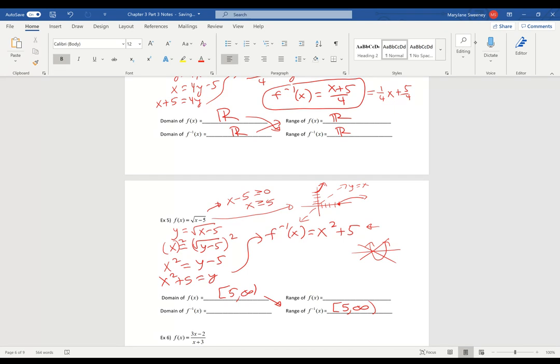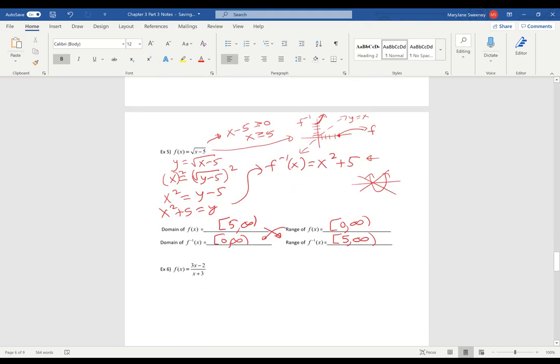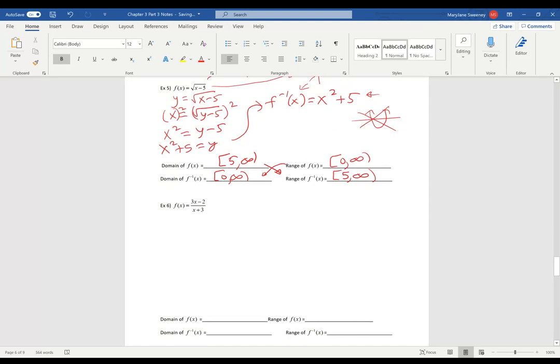We're restricting it. So since the range of the original function, so remember this is the f function, this is the f to the negative 1. The range of the f function is 0 to infinity. So that is the domain of the original. So you have to actually think of how the range of a square root function is 0 to infinity before you do the domain of the inverse. Okay.